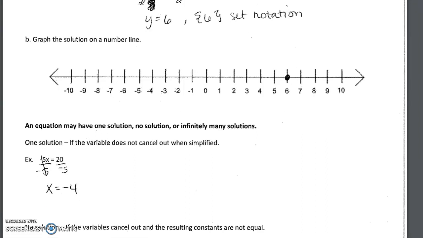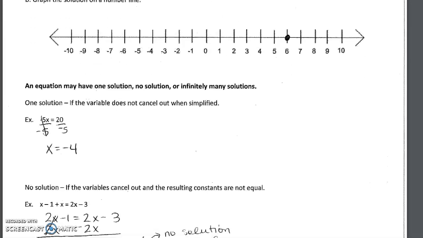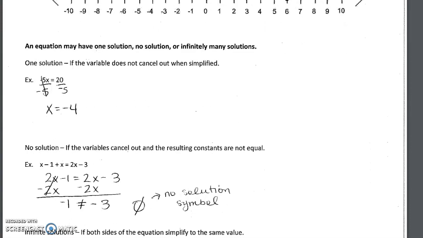If the variables cancel out and you get what I call a false statement, you get no solution. So let's look at that example. You would move the 2x to the other side. And so 2x minus 2x, the x's cancel out, they're gone. And so you have a statement of -1 equals -3. Well, does that make sense? No, -1 doesn't equal -3. So therefore that's a no solution.